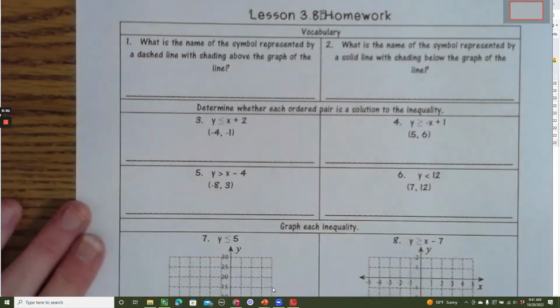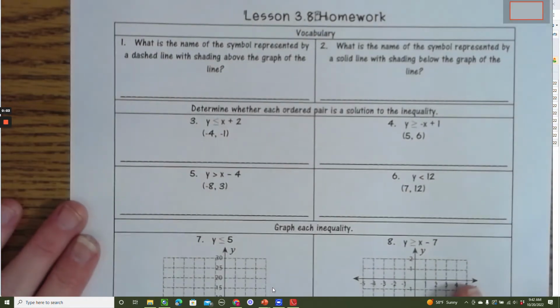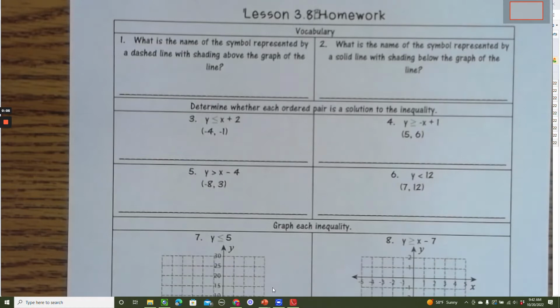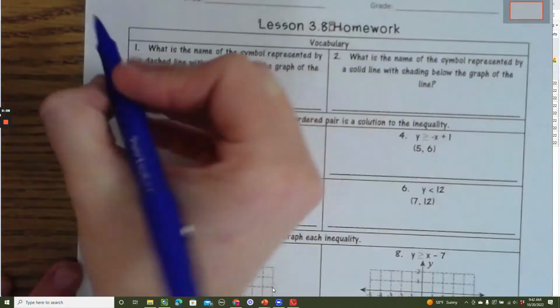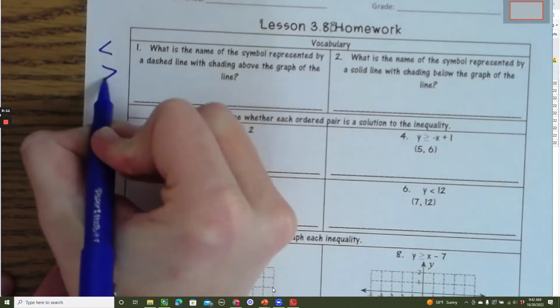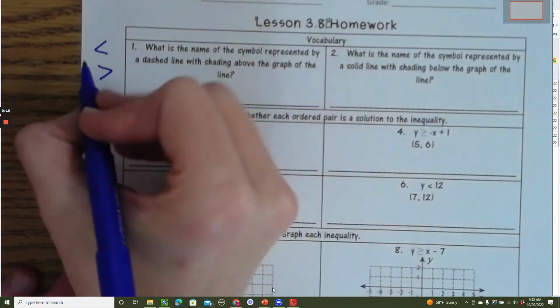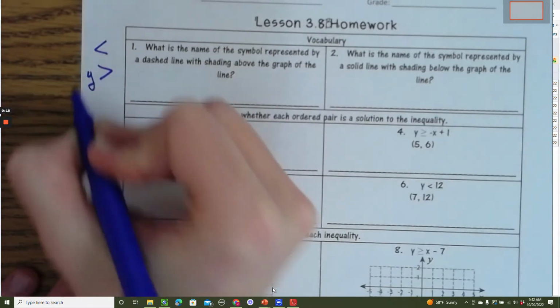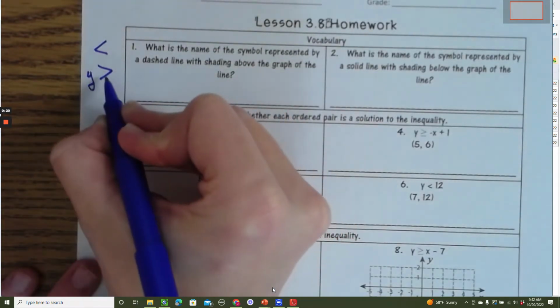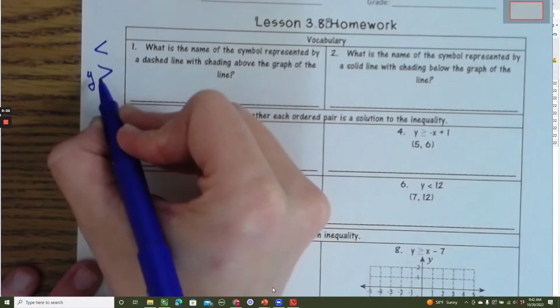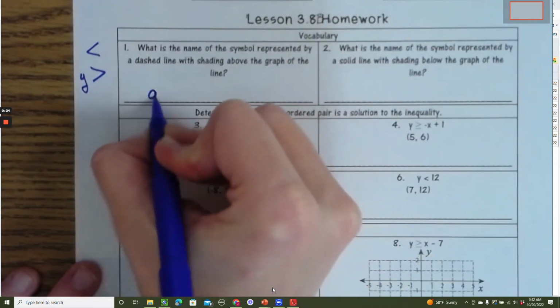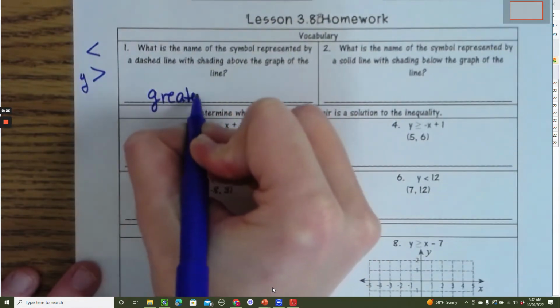Alright, this video is for the lesson 3.8b homework. So number 1, what is the name of the symbol represented by a dashed line? So we know if it's dashed, it's this one or this one, with shading above the graph. So if it's above, it's going to be eating the Y. So this is the symbol we're looking for. No matter what, this symbol always says greater than.